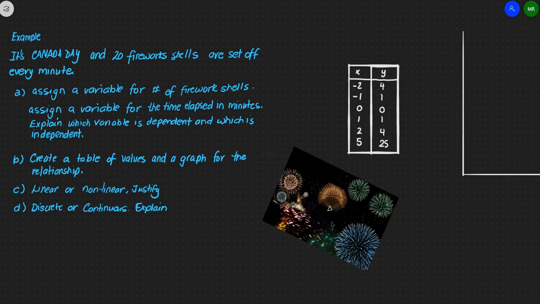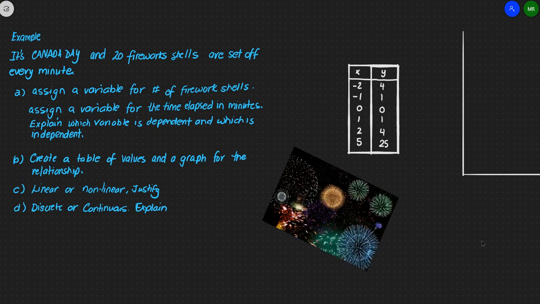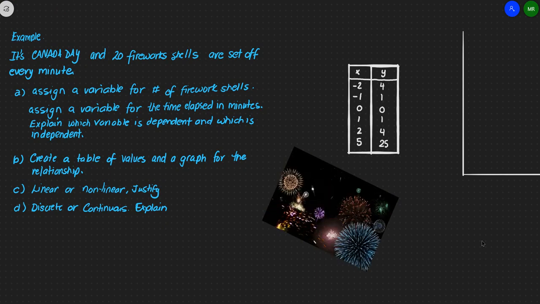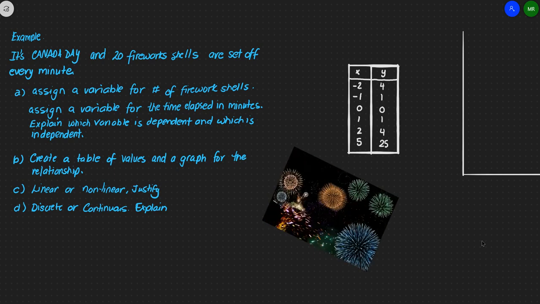Okay, so it's Canada Day, and they are setting off fireworks. Specifically, every minute they set off 20 firework shells. The question is asking, assign a variable for the number of firework shells, assign a variable for the time elapsed in minutes, explain which variable is dependent and which is independent, create a table of values, and a graph for the relation. Is it linear, nonlinear, or is it discrete or continuous?